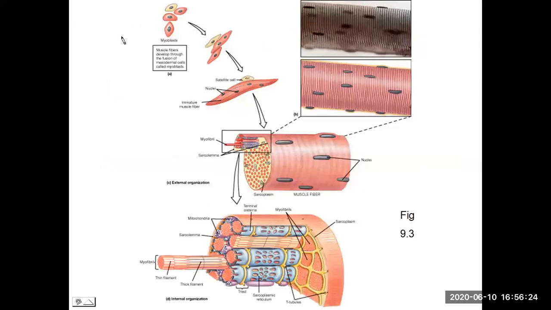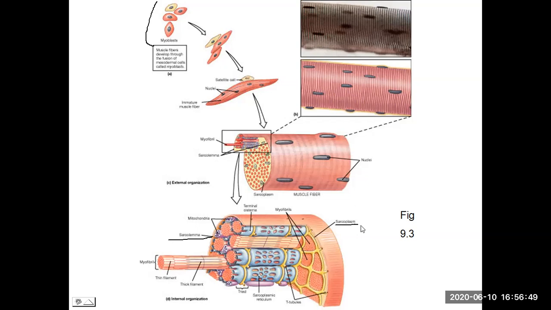And here's a much better figure. You notice this picture, 9.3. Each myoblast has its own single nucleus. They're bonding together to make a multinucleated cell. The cell membrane, known as the sarcolemma, and all of the interior space within the sarcoplasm.